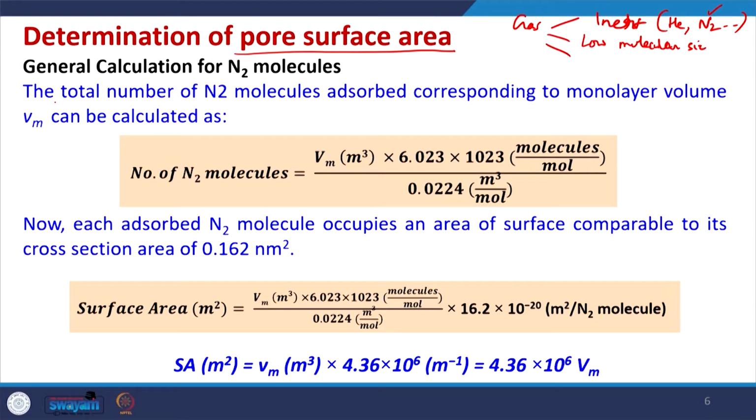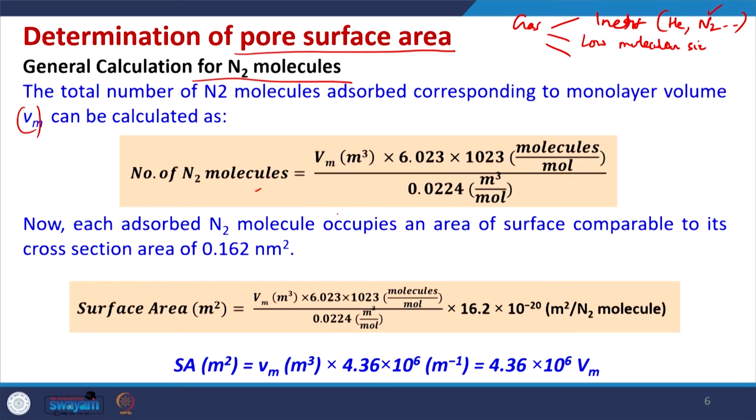Okay. So, now the total number, suppose we are performing the calculation using N2 molecules. The total number of N2 molecules adsorbed corresponding to monolayer volume Vm can be calculated using this equation. So, the number of molecules is equal to Vm, where Vm will be in meter cube.